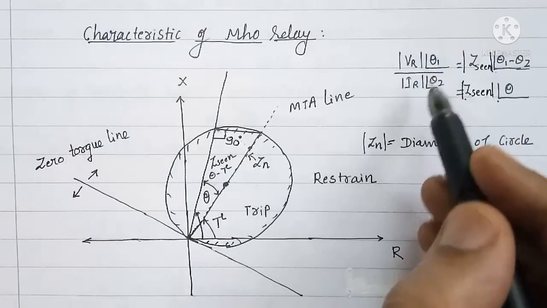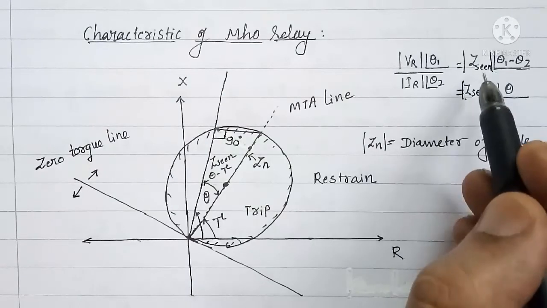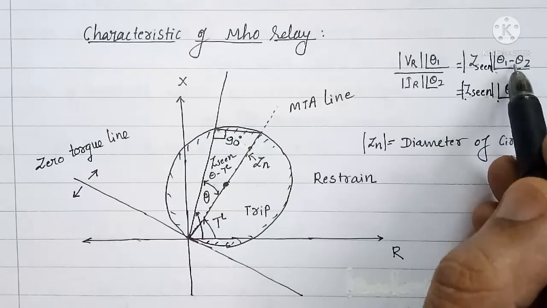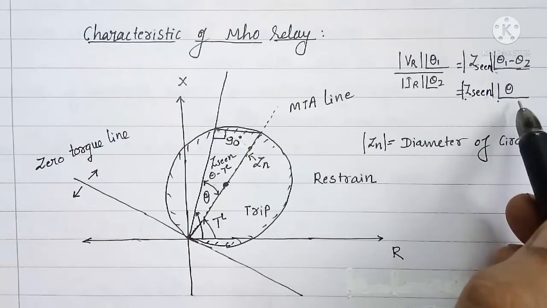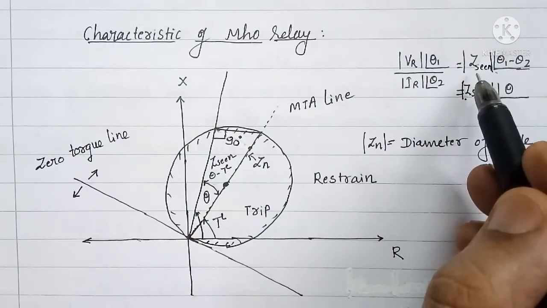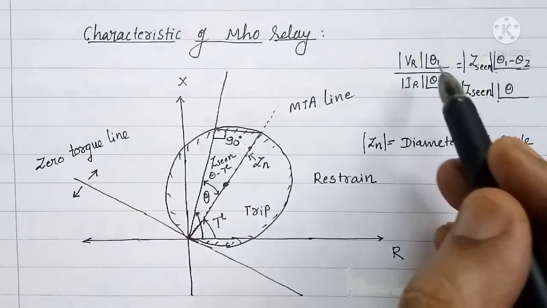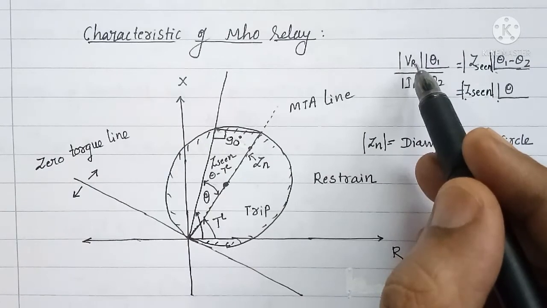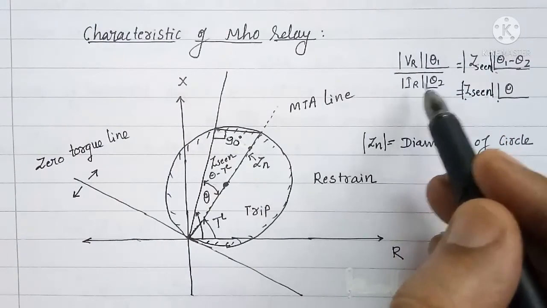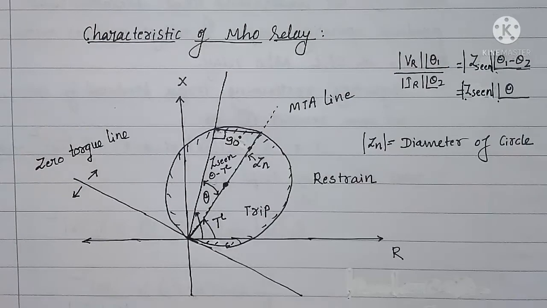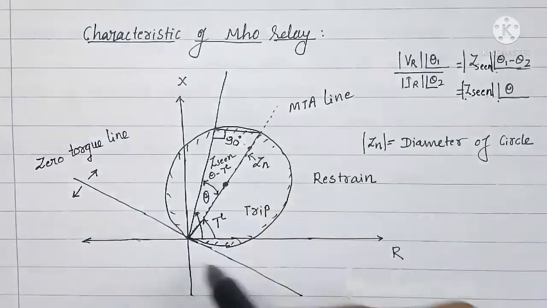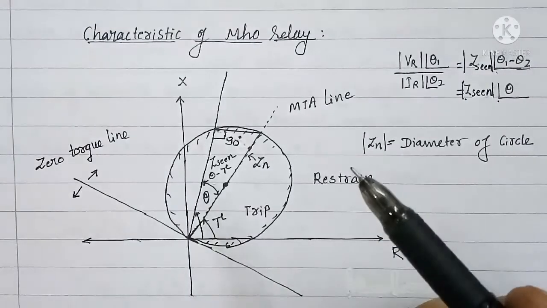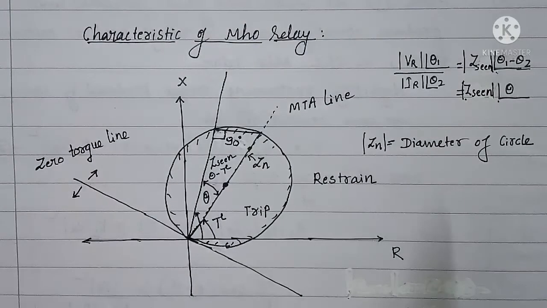If VR is at an angle of theta 1 and IR is at an angle of theta 2, then Z seen will be at an angle of theta 1 minus theta 2, and that theta 1 minus theta 2 we are calling as theta. Therefore, angle of Z seen is nothing but the phase difference between voltage fed to the relay and current fed to the relay. Now if Z seen falls within this circle, relay will trip, otherwise relay will not trip.